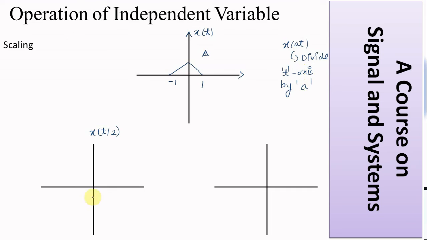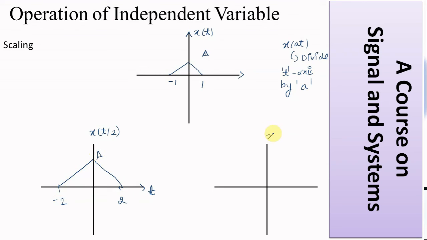So what is the value of a here? The value of a is 1 by 2. So I will divide the time axis by 1 by 2, which means I will multiply the time axis by 2. So I can just take the same signal. What was at minus 1 will now become at minus 2. What was at plus 1 will become at 2, and this will be my signal. There will not be any change in the amplitude.